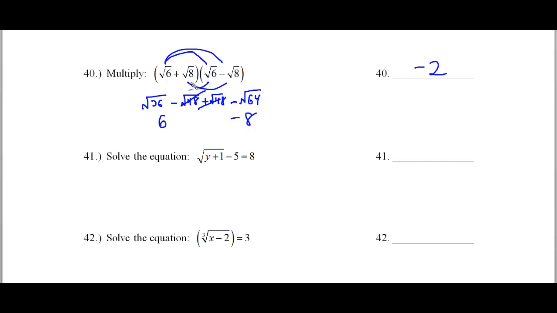Because in a FOIL, when you have like this difference of the same terms, you see what happened there. We had a cool little simplification.